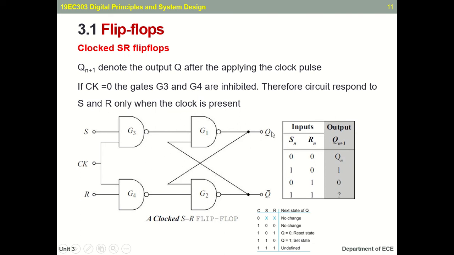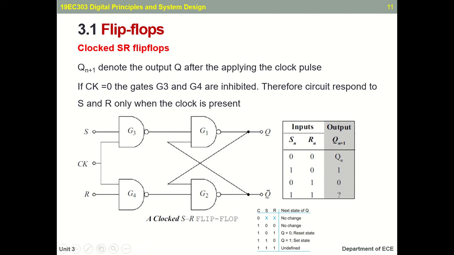Here Q and Q bar are the outputs, and Qn plus 1 is the next state output. For example, if S is equal to 0 and R is equal to 0, then Qn plus 1 is equal to Qn. Qn is the previous state of Qn plus 1. The previous state of Qn plus 1 is called Qn.